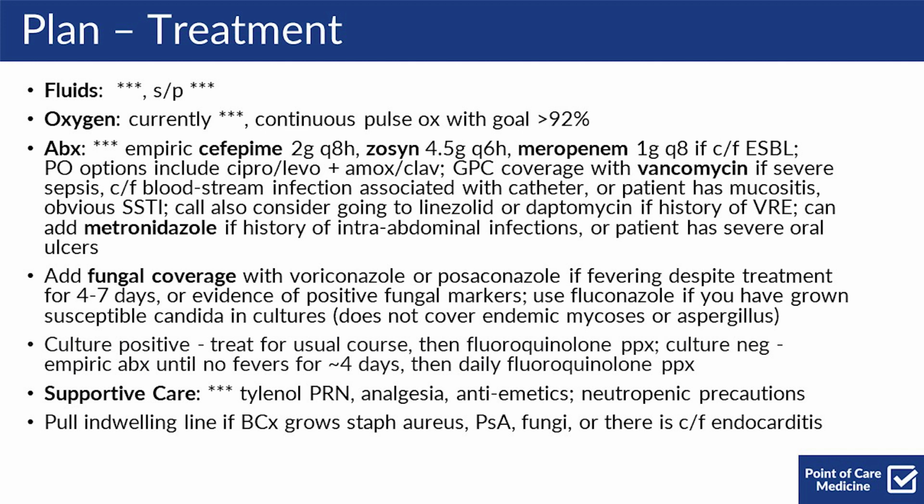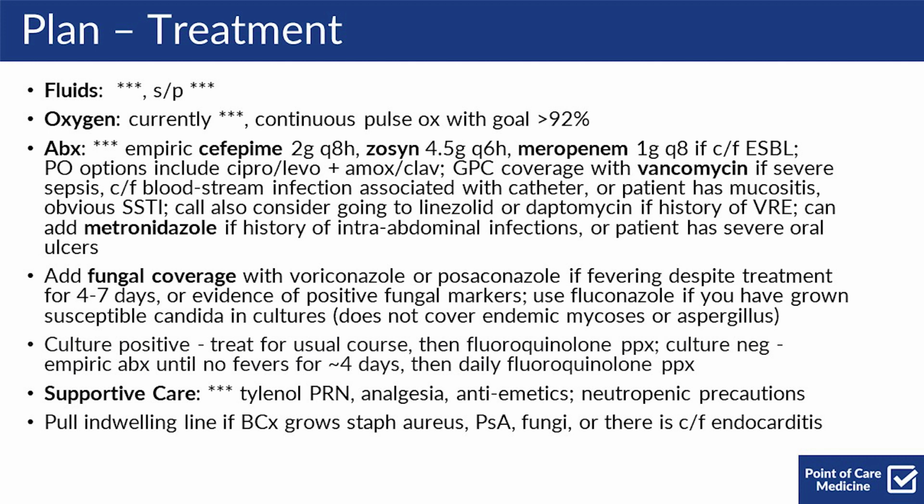GPC coverage with vancomycin if you're concerned about severe sepsis, a bloodstream infection associated with a catheter, or there's bad mucositis on exam, or if there's a very obvious skin and soft tissue infection that you've localized. You can also consider going to linezolid or daptomycin if there's a history of VRE, and can add metronidazole if there's a history of intra-abdominal infections or the patient, again, has severe oral ulcers. Once you've actually diagnosed the patient on cultures or with a specific infection, you can narrow appropriately.